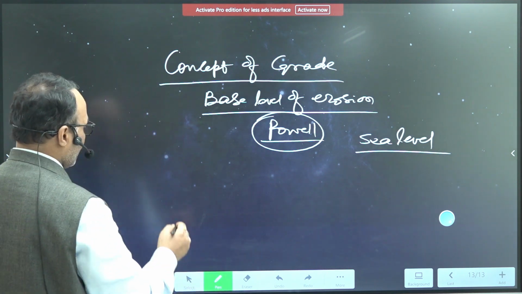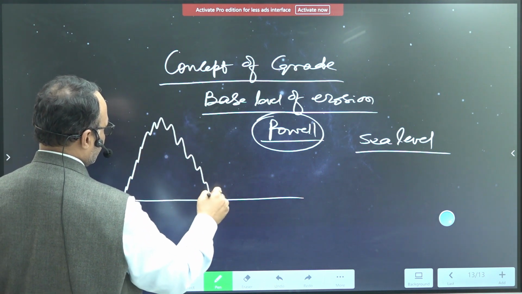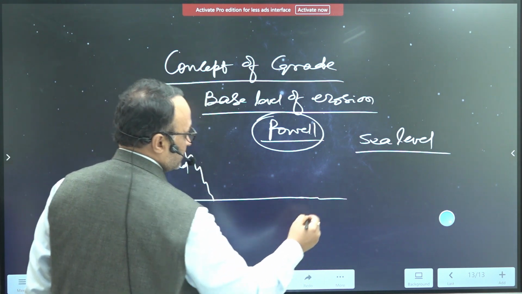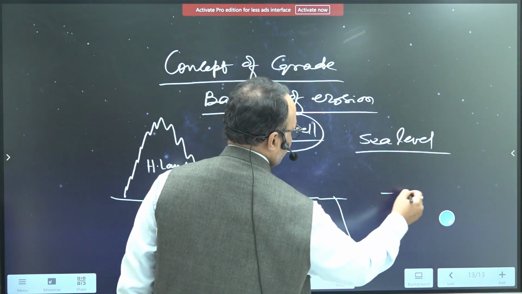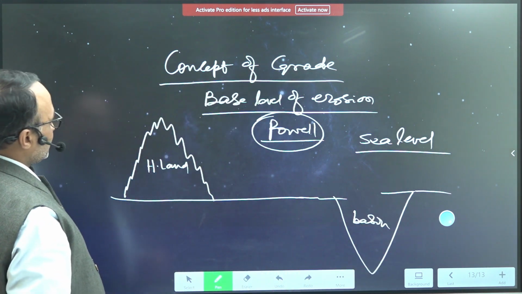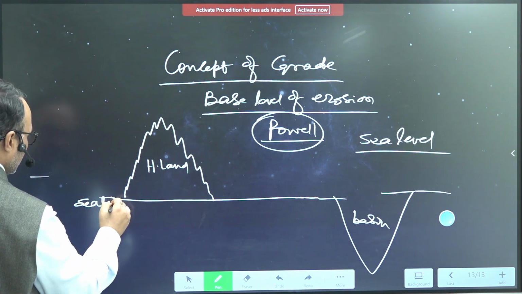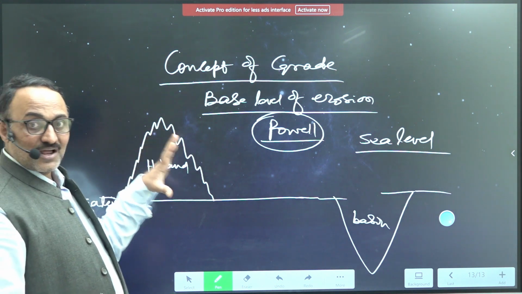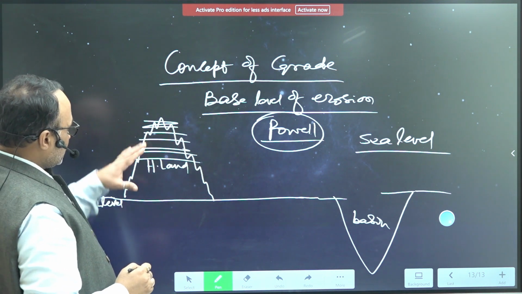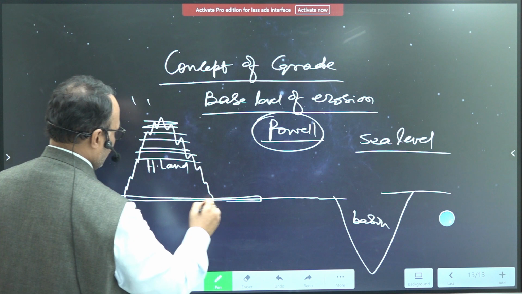agent will work. So if over the surface of the earth any highland is there, just imagine there is a highland. This is a highland, and just at another place there is a lowland like this, a cavity-like structure, a basin you can say. If a geomorphic agent is working, then this is the sea level. Then that geomorphic agent will try to minimize this highland through erosion, and this process of minimization is targeted to achieve this base level.